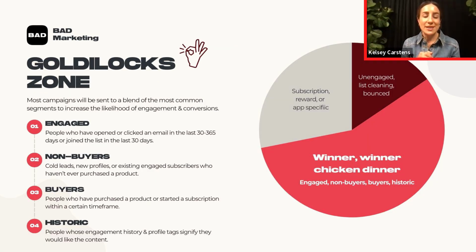What I'm going to talk about here next is the Goldilocks zone, and this is going to break down the 4 segments that I want to talk to you about briefly. That Goldilocks zone is kind of the perfect spot of these top 4 segments. Most of the time, your sends are going to include a little bit of everything. It's rare that they don't, and this is where those inclusions and exclusions are super important. So we're going to talk about the things that make up that Goldilocks zone, which is your engaged segments, non-buying segments, buying segments, and those historic segments, so you can find that perfect mix. It's going to require you to slow down and sit and really think this through, but it is important.